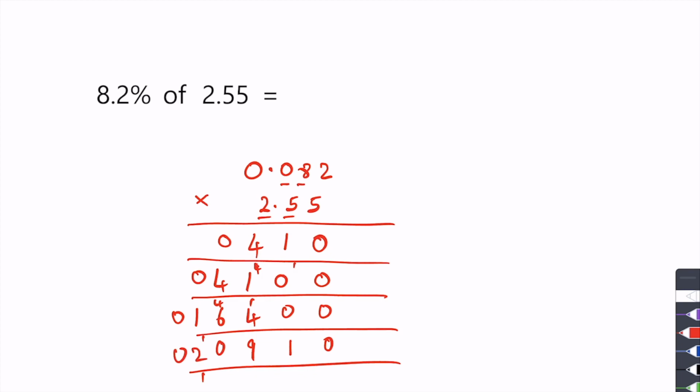I have 1, 2, 3, 4, 5 numbers after the decimal, so that gives me 0.2091. I don't need the last 0 here. You can write it if you want to. I mean, that's exactly the same as 0.2091.